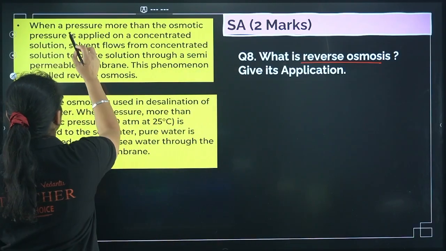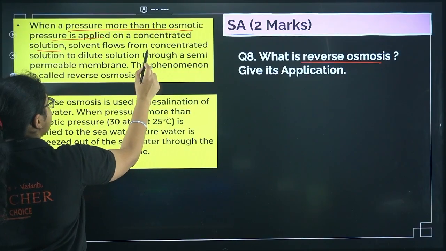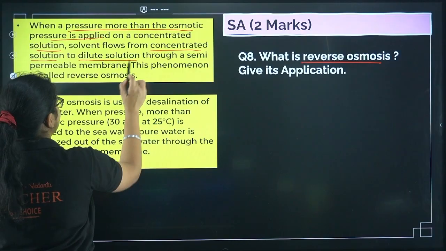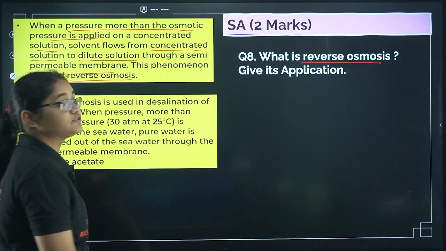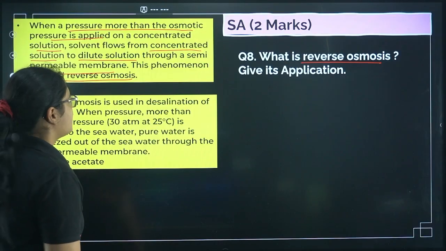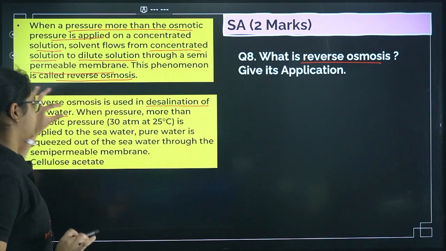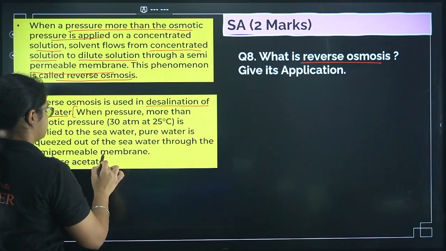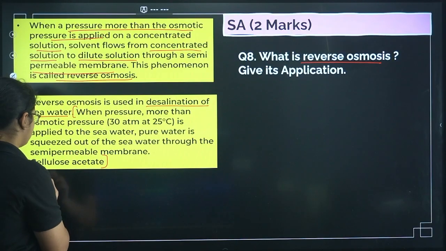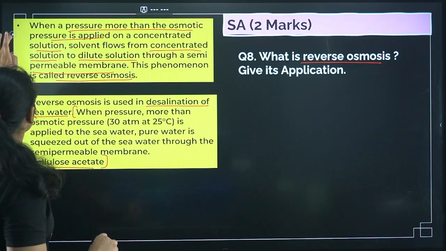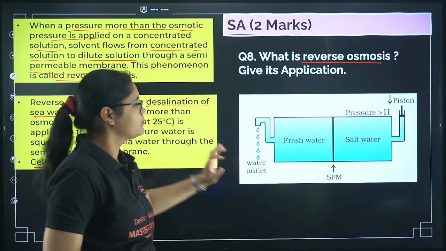So you can see here, when a pressure more than the osmotic pressure is applied on a concentrated solution, solvent flows from the concentrated solution to dilute solution through a semi-permeable membrane. This phenomenon is called reverse osmosis. Then what is its application? It is used in the desalination of seawater. You can just write down this much. This thing is not required, this is just for understanding. You need to know which membrane is used. Cellulose acetate is used here. And if a diagram is asked, you can even draw this diagram and explain the concept.